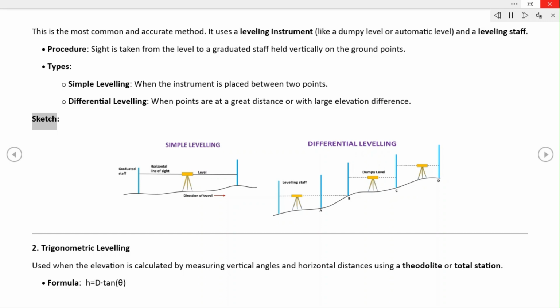Sketch. 2. Trigonometric leveling. Used when the elevation is calculated by measuring vertical angles and horizontal distances using a theodolite or total station. Formula: H equals d tan θ.